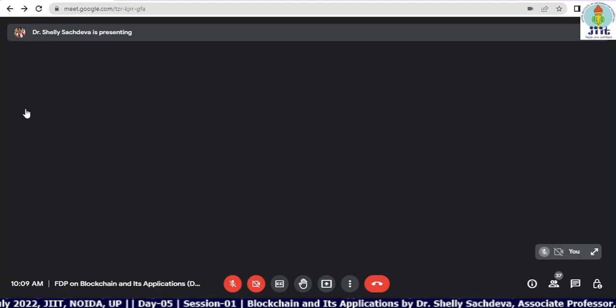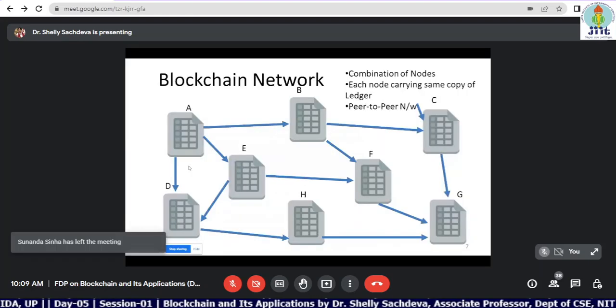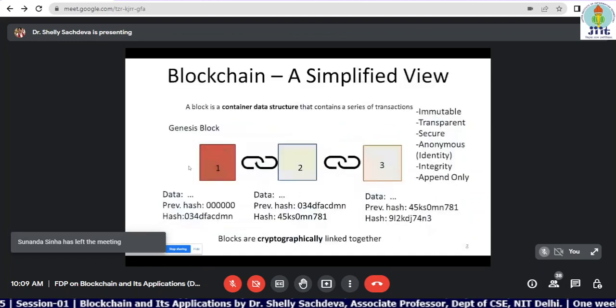A blockchain network is a combination of nodes. Each node is carrying the same copy of the ledger, and it has a peer-to-peer network. Okay, so this is just a simplified view.